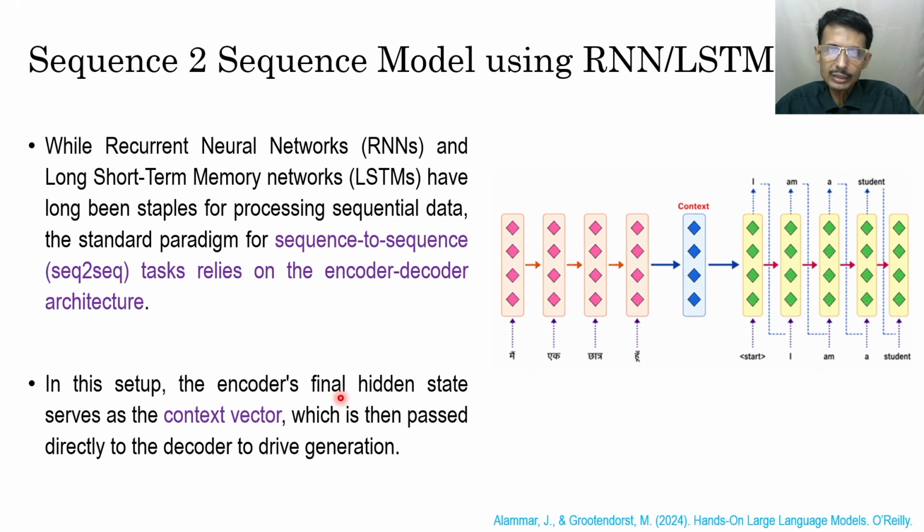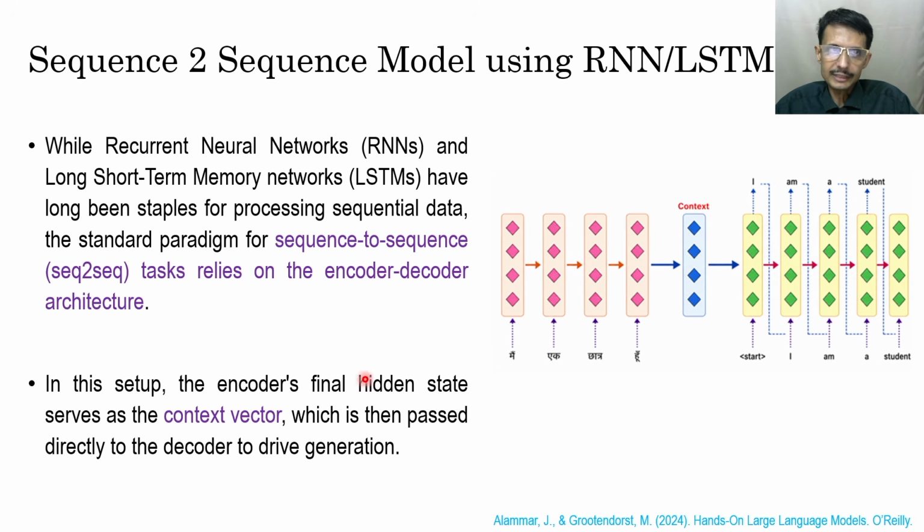So in this setup, the encoder's final hidden state, that means this, serves as a context vector, and that is very important in our discussion, or specifically today's discussion. We try to understand what we mean by context and how it is useful for this kind of sequence to sequence modeling. This context vector is passed directly to the decoder to drive the generation.